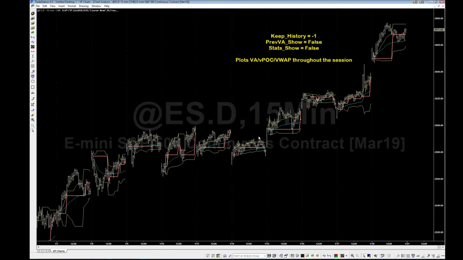History has been turned off completely. The previous volume value area has been turned off and the stats have been turned off. So what you can see here clearly is the volume value area, the volume POC, and the volume weighted average price as they've changed throughout the previous sessions and the current session.